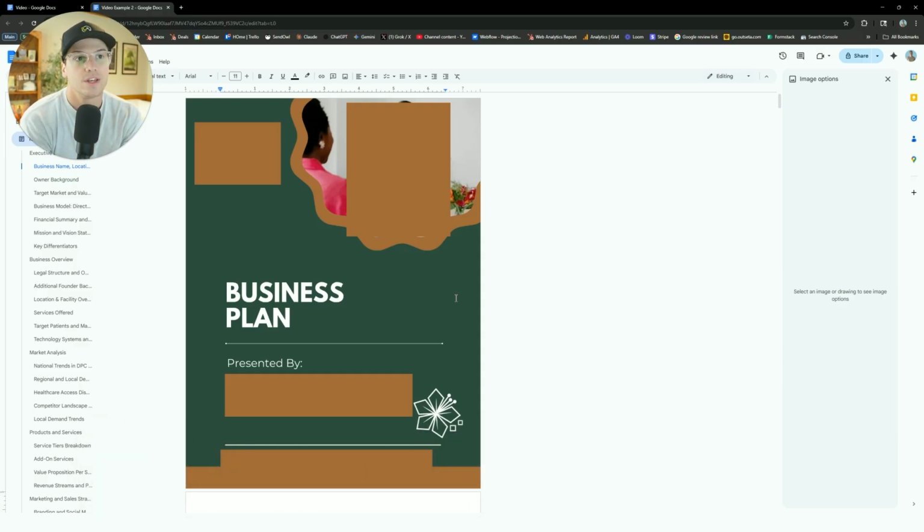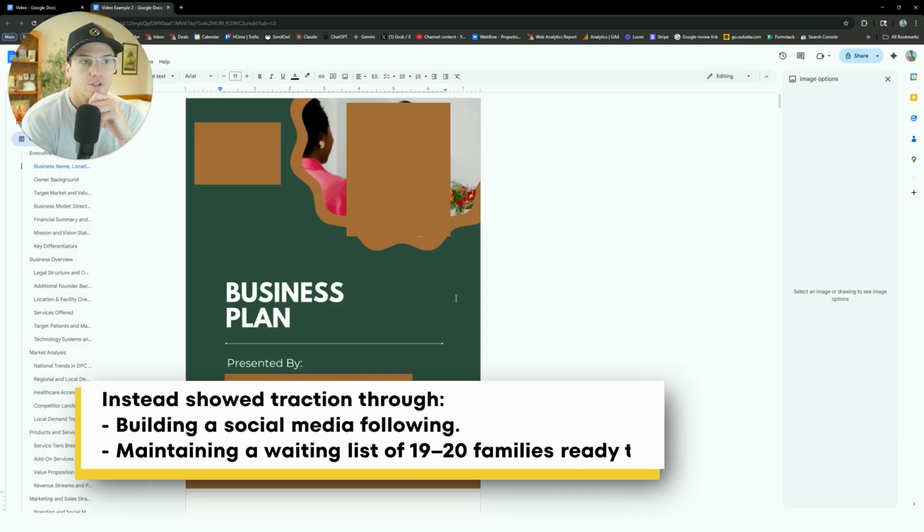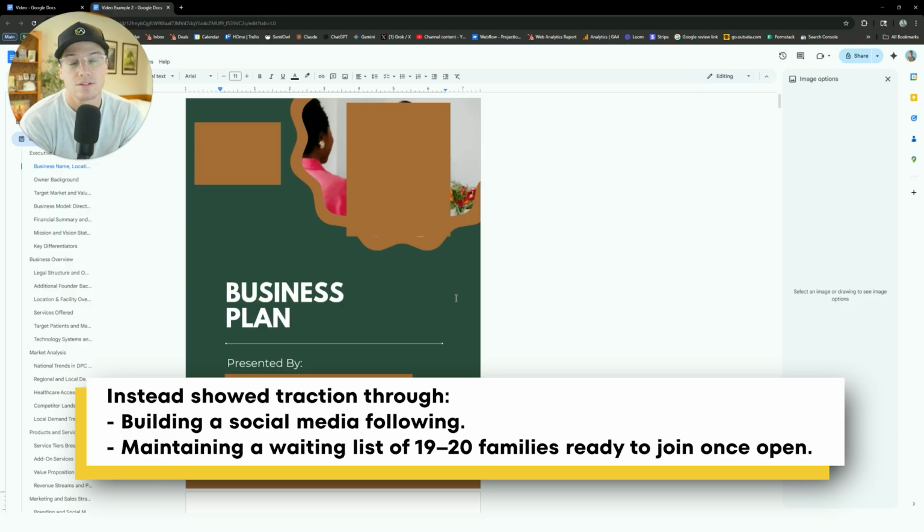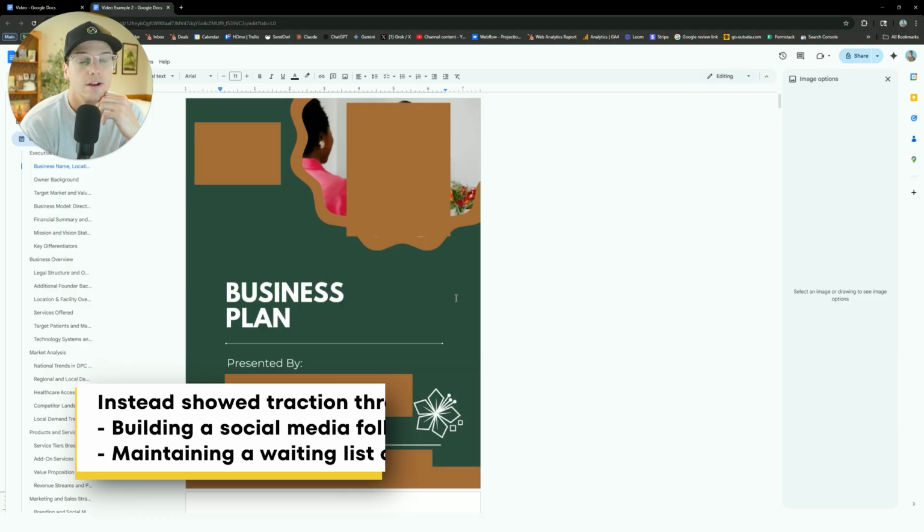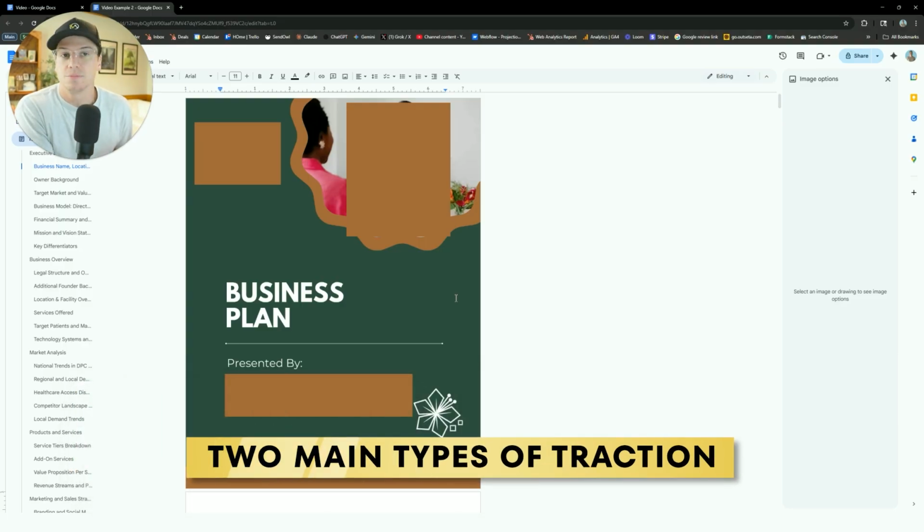But in this example, what they do have is that the doctor starting this practice has a social media presence. They've been building up a following, so they're going to be able to offer some services that are telehealth related. That's a nice substantial social media following, a demonstration that they can create content and find customers that way. They also have a waiting list of 19 or 20 families that, once this gets its doors open, want to come and become members and use the services here. So that's another good example of traction, but it's very different than the first one.